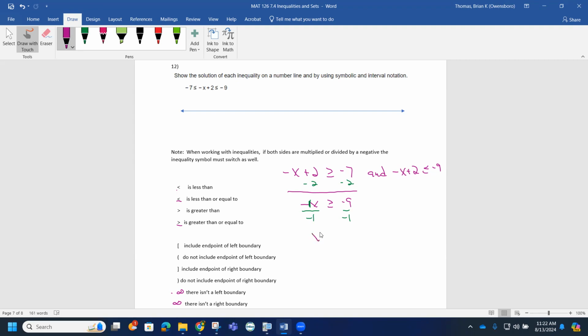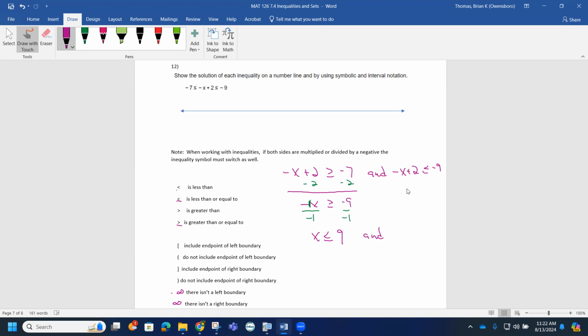So this is going to become an x. But this inequality symbol has to reverse. It has to switch directions. So this becomes less than or equal to. And then -9 divided by -1 becomes +9. Then we bring down the word "and."